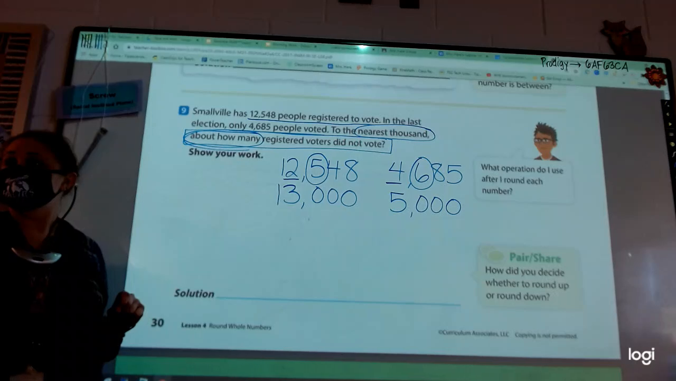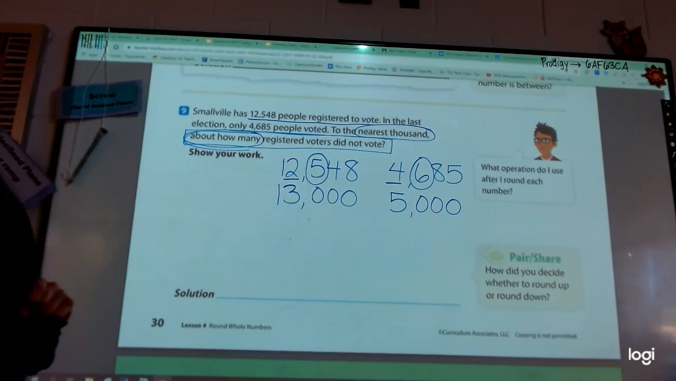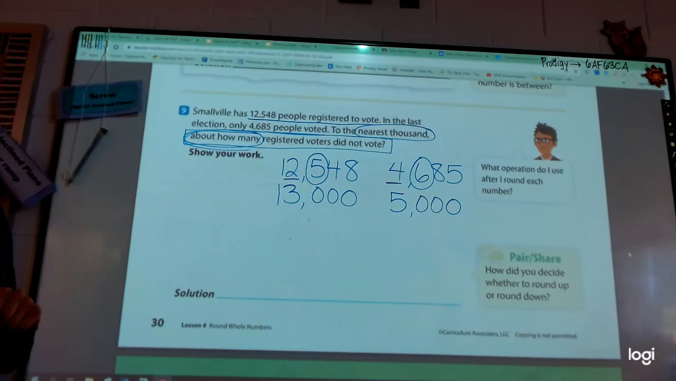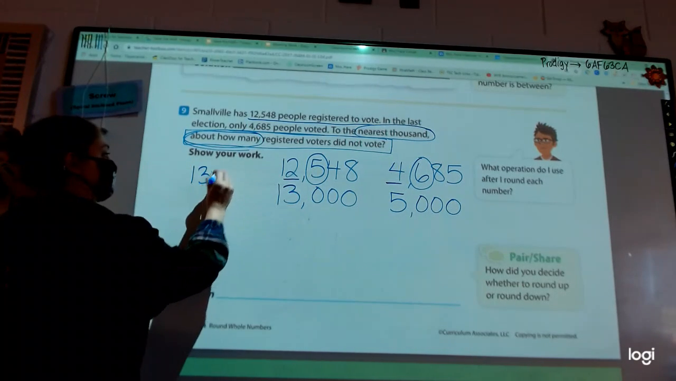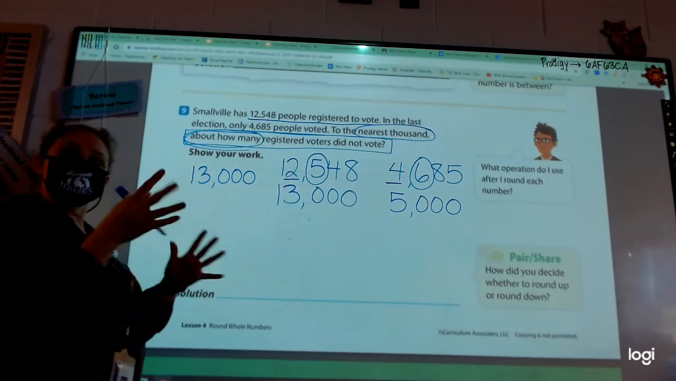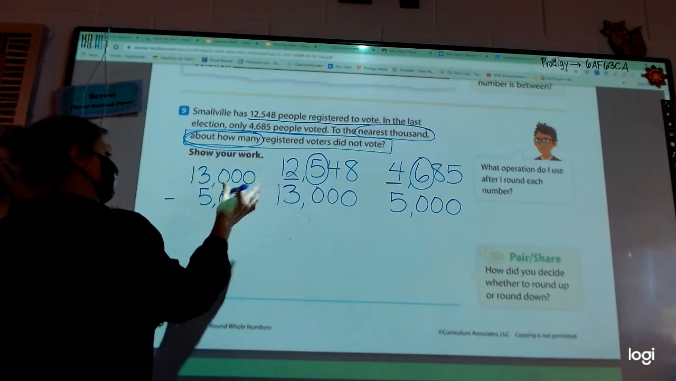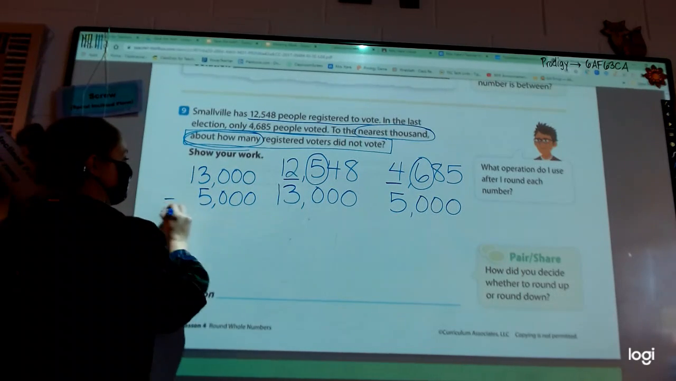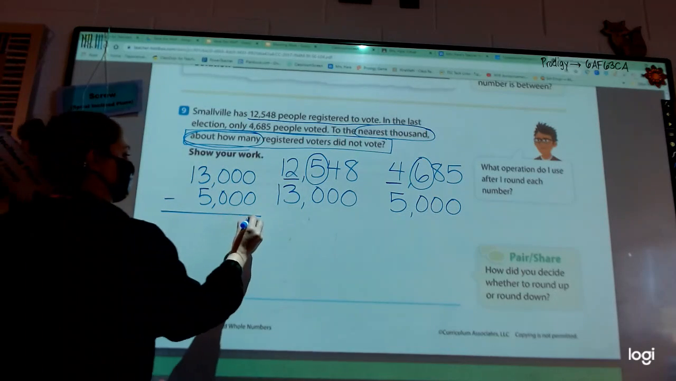All right, so which number goes on top? 5,000? Josiah? No, 13,000. Okay, good. Why can we not put 5,000 on the top? Because it's smaller than 13,000. All right, in subtraction, we must make sure the largest number's on top. All right, so we have 13,000 registered voters, about, and only 5,000, about, voted. We can do our subtraction. You subtract on your paper and check my work.